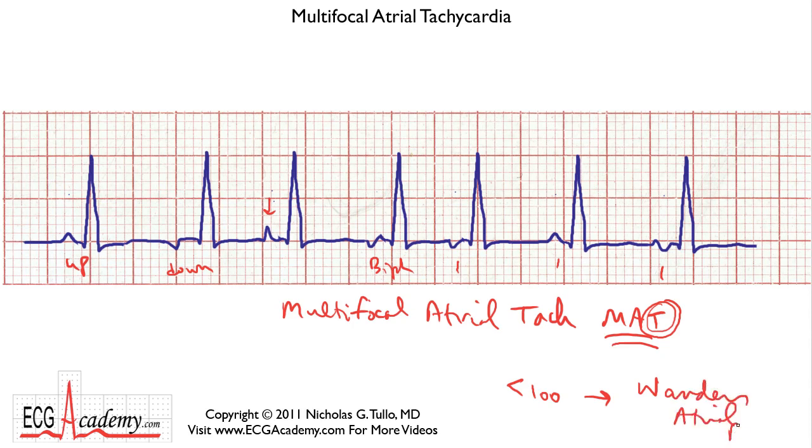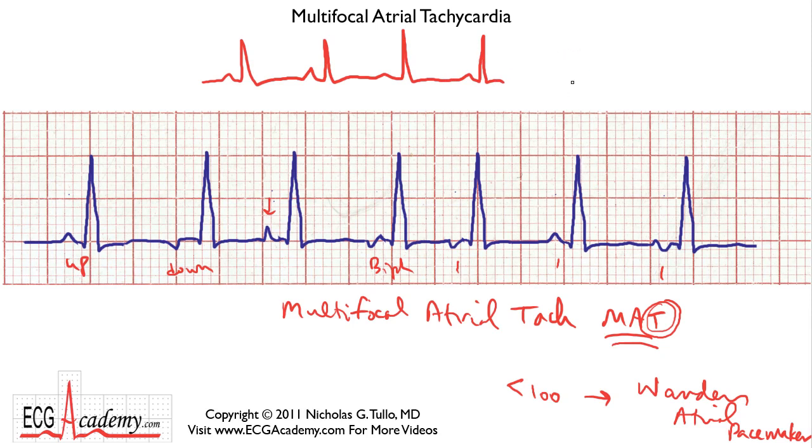And what does that mean? It just simply means that the P wave is not coming from the same spot all the time. It's not originating from the sinus node. It's kind of moving around. Now, we're not talking about P waves that just vary slightly, maybe just get a little bit flat sometimes, because the sinus nodal complex is actually a large area.